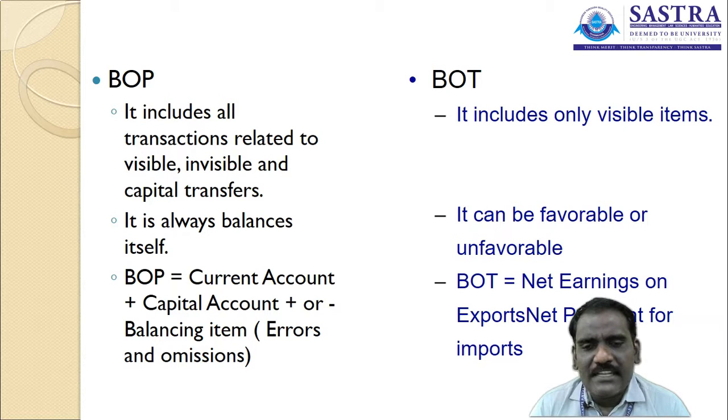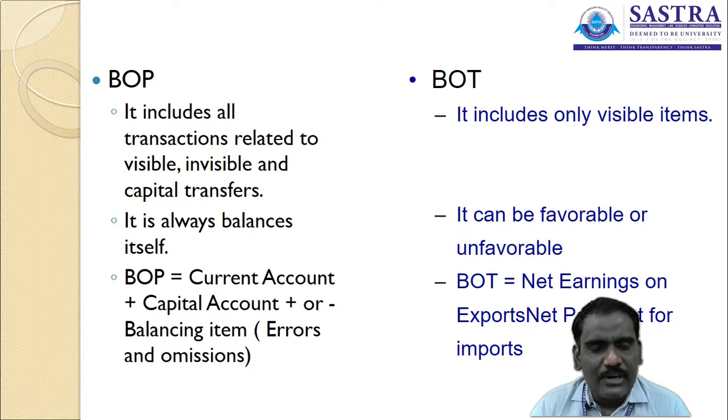And the balance of payment is always balanced by itself. But the balance of trade would be considered as a favorable or unfavorable situation. How it affects the economy is also determined. And the balance of payment includes the current account plus capital account plus balancing items or international remittances, together calculated for the balance of payment.